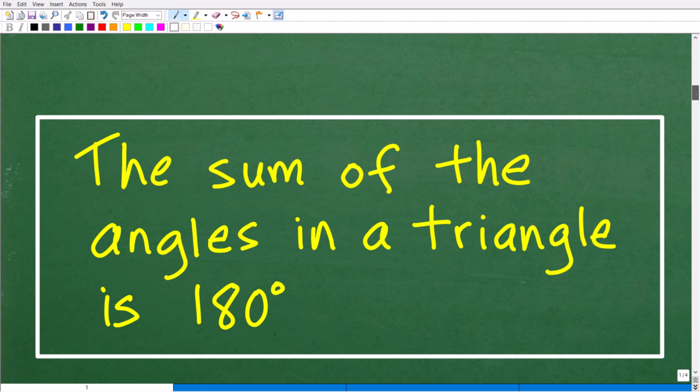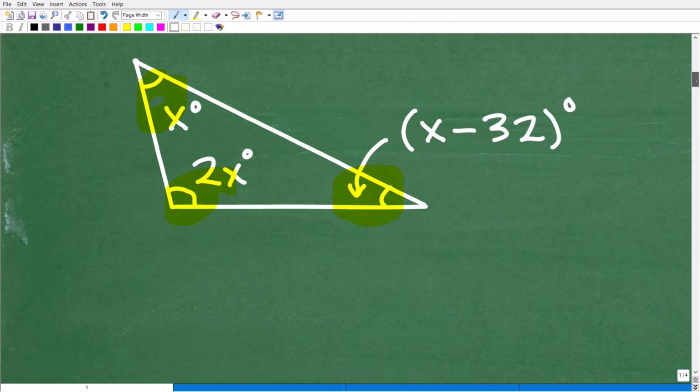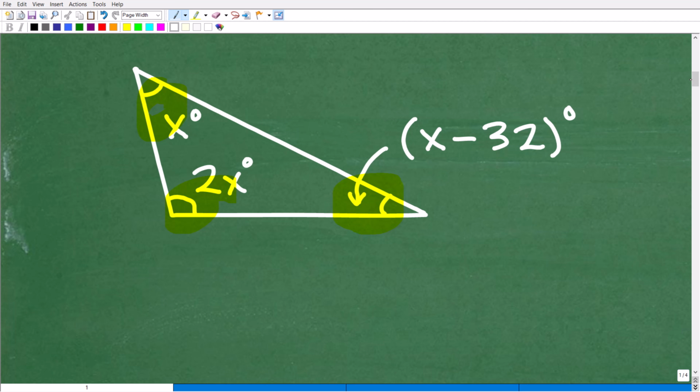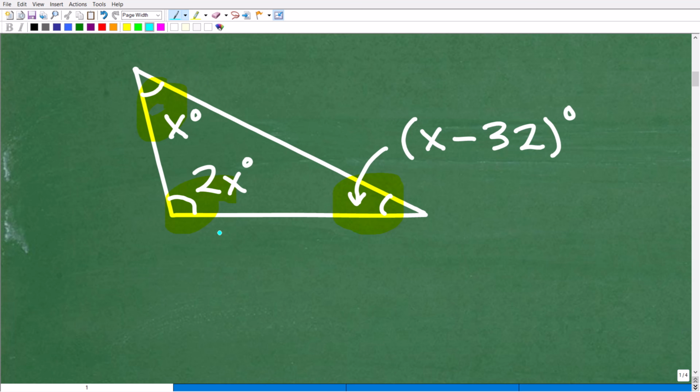The sum of the angles in a triangle is always 180 degrees. This is something you absolutely need to know. Probably one of the most basic properties of triangles. So when you see a triangle and you're working a triangle problem, just remember that all the angles, no matter what type of triangle you have, and this type of triangle right here happens to be what we call an obtuse triangle. At least visually, we can see that this angle right here is greater than 90 degrees.